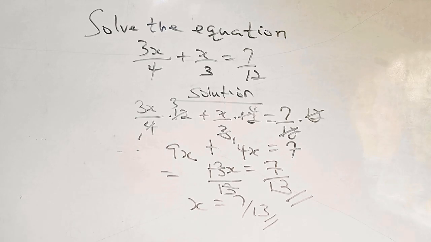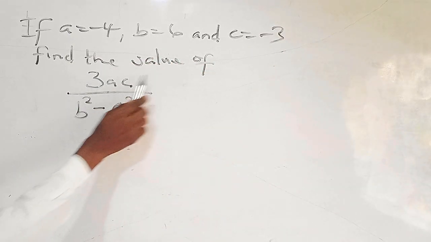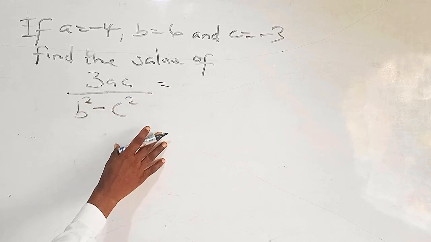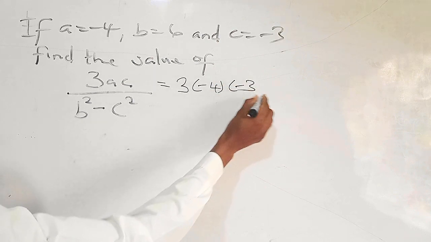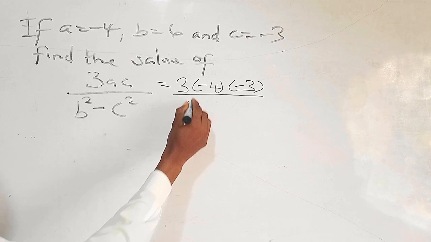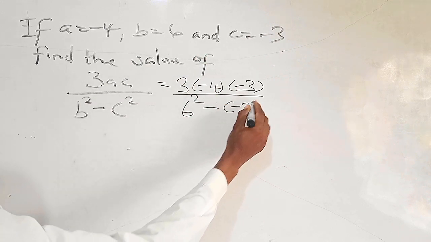A is minus 4, B is 6, and C is minus 3. Find the value of 3AC over B squared minus C squared. Solution. So we have 3, where A represents minus 4, and C represents minus 3, divided by B, which is 6, so that is 6 squared, minus our C, which is minus 3 squared.